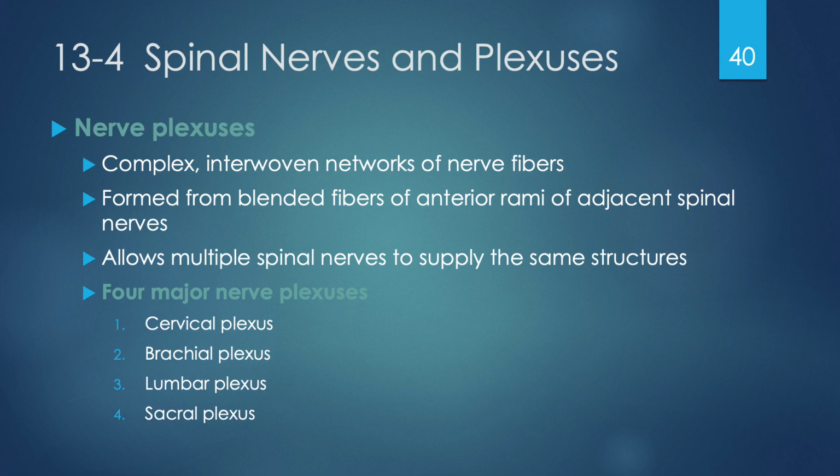Nerve plexuses used to be the bane of my existence when I was studying anatomy in grad school. Fortunately, you guys will not have to go into this nearly as in depth as I had to, so consider yourselves lucky. But a nerve plexus is a complex, no joke complex, interwoven network of nerve fibers, and it's formed by all these different fibers of the anterior rami and adjacent spinal nerves. So this allows multiple spinal nerves to supply the same structures. So it's basically like branches of a tree, if you want to think of it that way. So there are 4 major nerve plexuses: the cervical plexus, which is the neck, brachial plexus for the arms, the lumbar plexus in our lower back, and the sacral plexus just inferior to that.